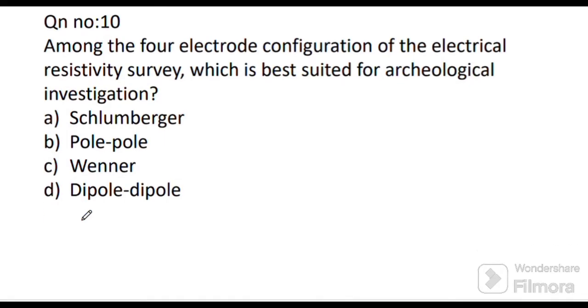Question number 10. Among the 4 electrode configurations of electrical resistivity survey, which is best suited for archaeological investigation? We know that there are several electrode configurations for electrical resistivity survey. The most famous ones are Wenner and Schlumberger arrays. Then there are dipole-dipole and pole-pole arrays. So the best one suited for archaeological investigation is the dipole-dipole.